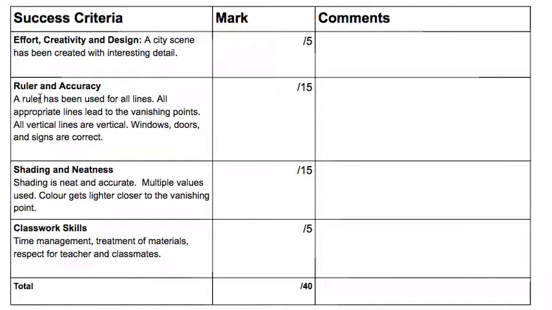So have you used a ruler for all your lines? Are all the appropriate lines leading to the appropriate vanishing points? Are the vertical lines indeed vertical? Windows, doors, and signs should all be correct.